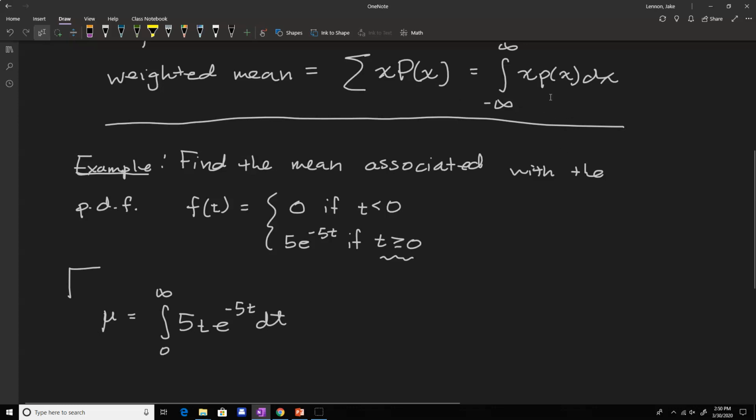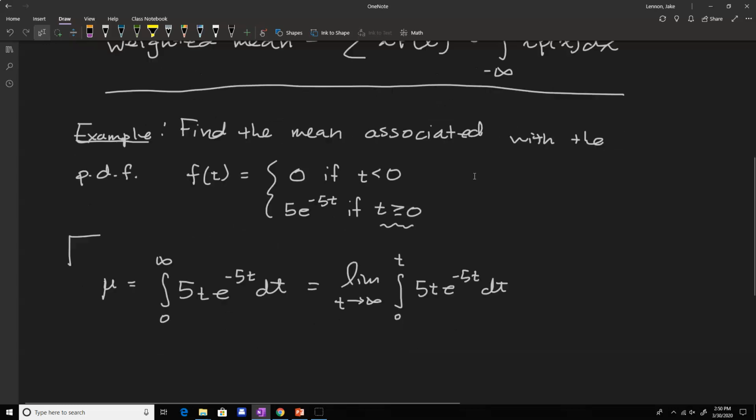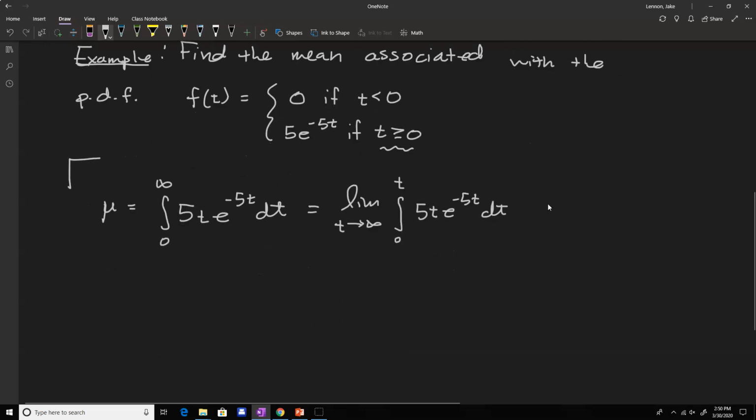Weighted mean is x times p of x. So I have to include a t there. So again, this is just an improper integral. So we want to replace that infinity by a limit as t goes to infinity. So this is the integral from 0 to t of 5t e to the minus 5t dt. And then if you remember, we have a product of two different kinds of functions, 5t and e to the negative 5t. So this is going to be an integration by parts.